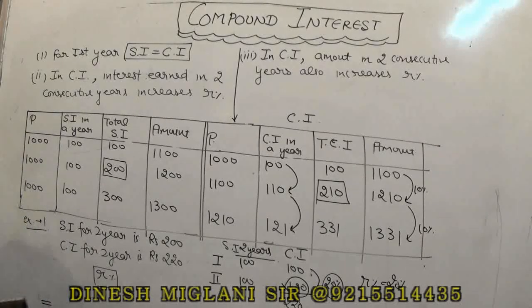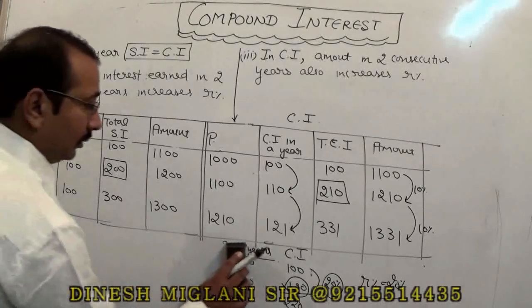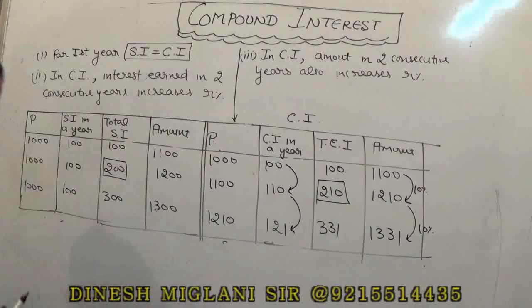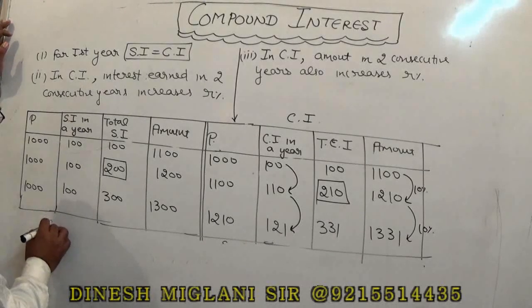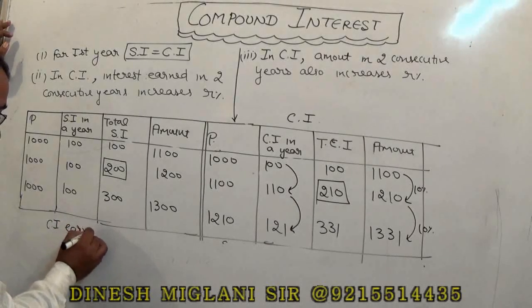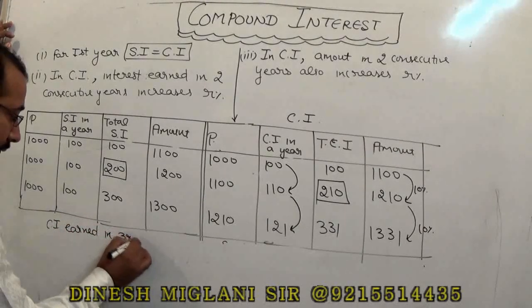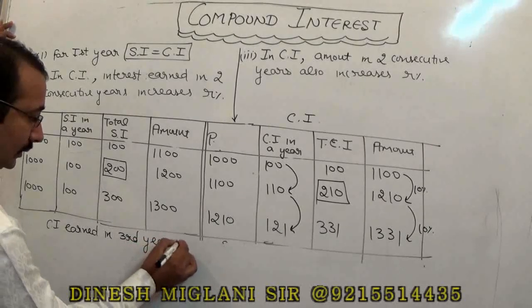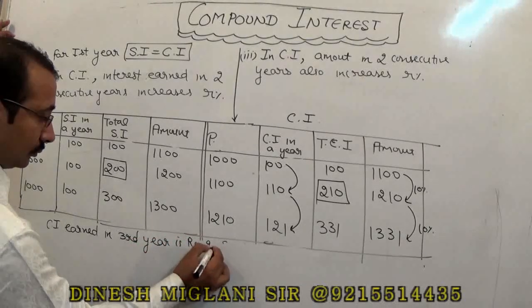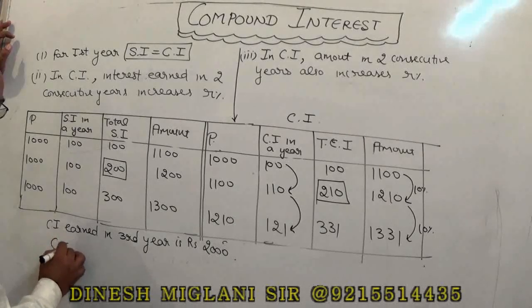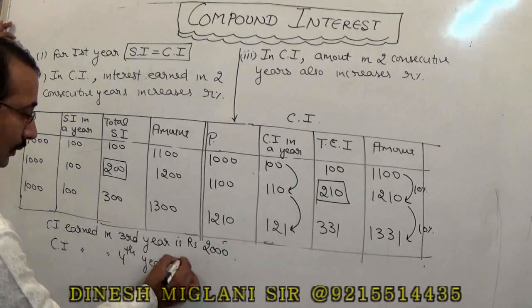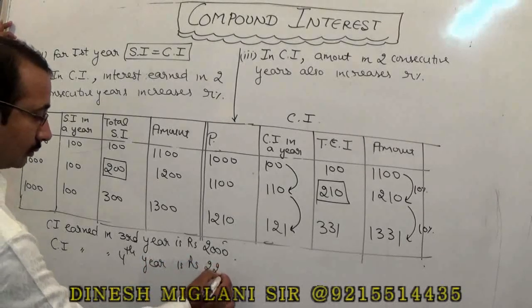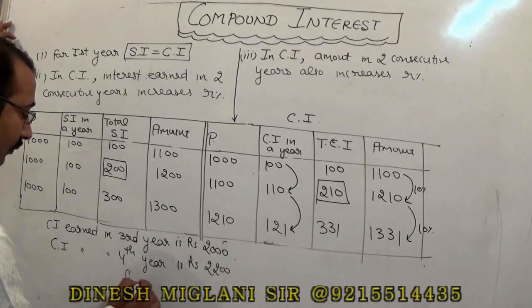Similarly, I can take one more example in order to understand these properties. If it is given that compound interest earned in the third year is rupees 2000, and compound interest earned in the fourth year is rupees 2200, find the rate of interest percent.